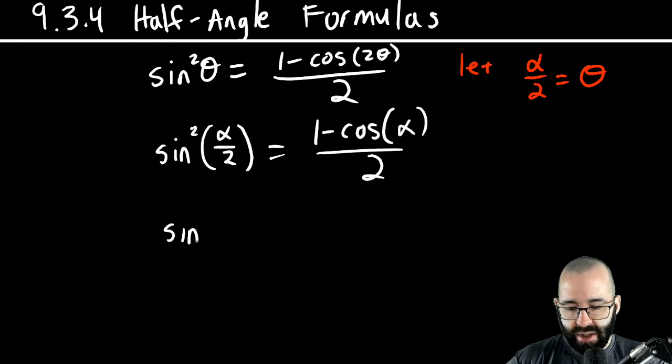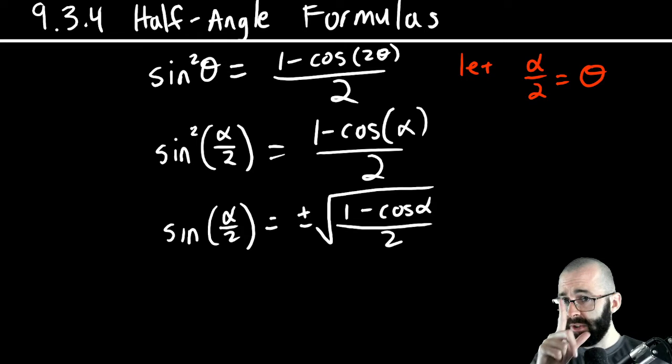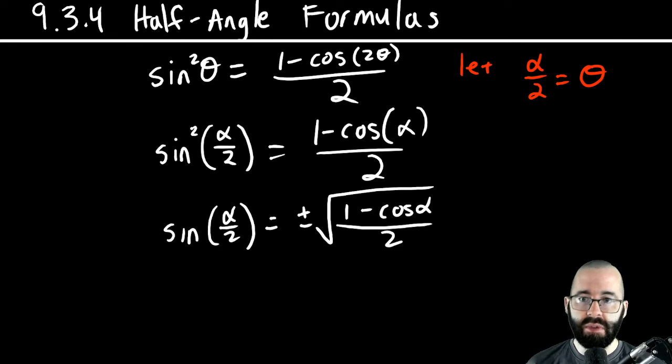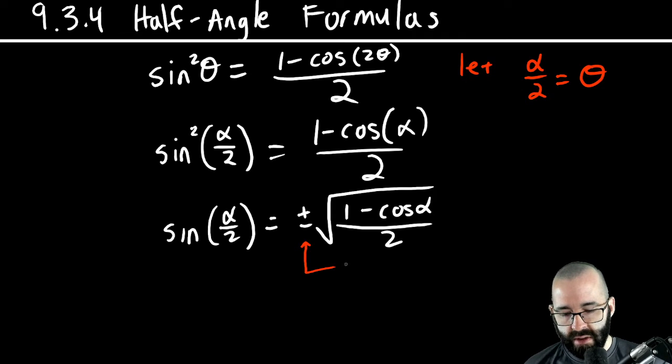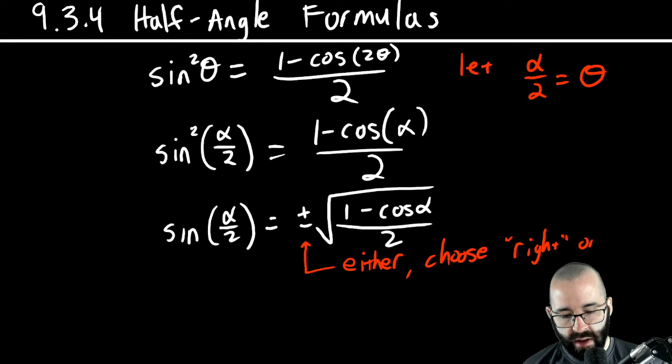So if we square root both sides, we're going to get the sine of alpha over 2 equals plus or minus the square root of 1 minus cosine of alpha over 2. And be very careful. There's something important here. First off, remember when you do take the square root of both sides, you do need a plus or minus. But second off, this doesn't mean both. This means either. We have to choose the right one. And specifically, the one we choose depends on what quadrant alpha over 2 is in.